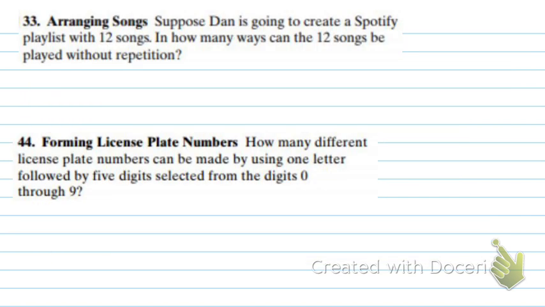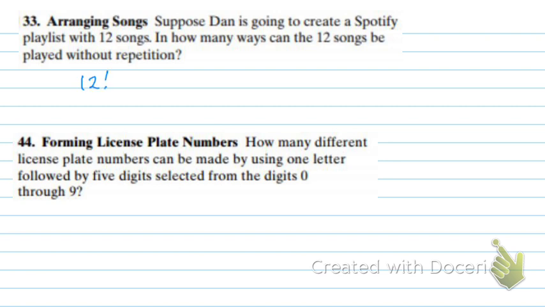All right, let's work some problems because that's where you really, really learn it. So Dan's going to create a Spotify list with 12 songs. How many ways can the 12 songs be played without repetition? Before you do anything else, stop and say, are we talking about something where the order matters here? Yes. I'm thinking permutation. Are these songs distinct? Yeah. So it's just a plain old permutation, which means it's going to be what? 12 factorial?